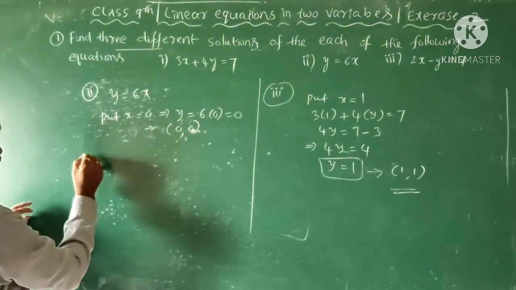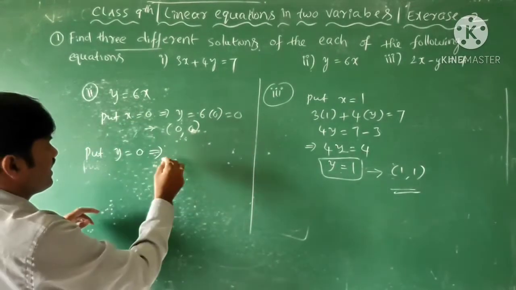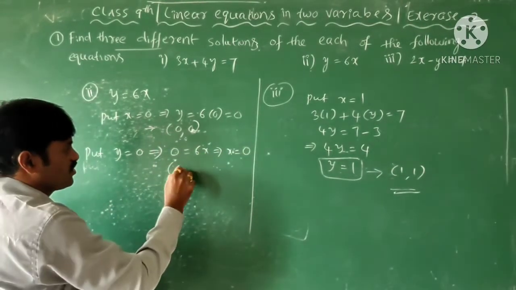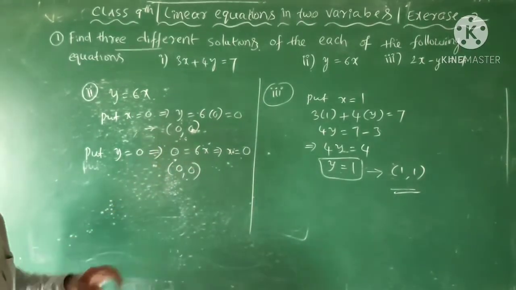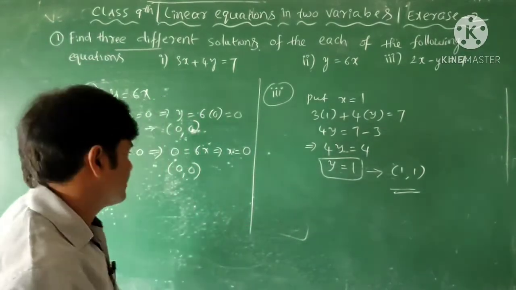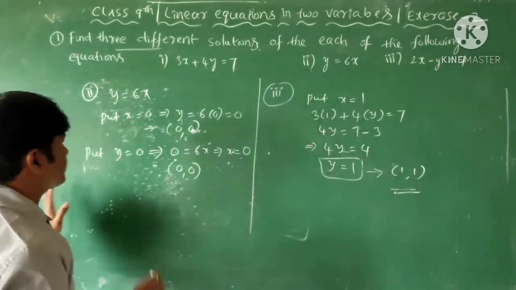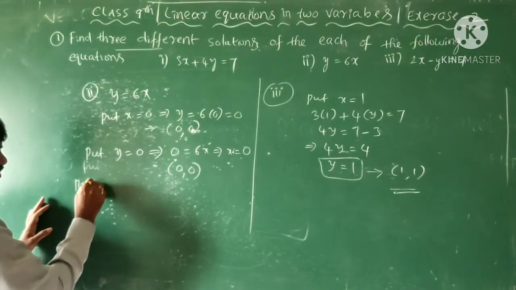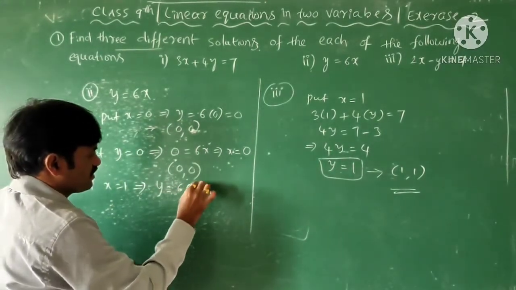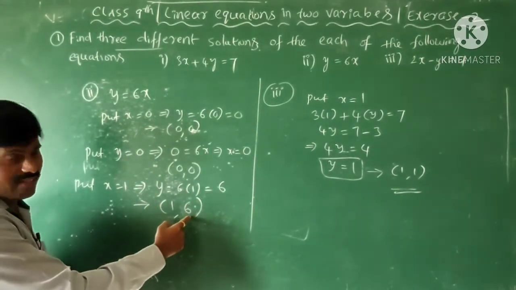Fine. Next, put y is equal to 0. Again we are getting the x value 0, is it? 0 by 6 is equal to 0. Same solution, but they asked us to find 3 different solutions. So you got only one solution here. We have to try to get 2 more solutions. So it is the same solution, so we don't consider 0 and 0 again. Already we got it. Now better take x value 1. Then y is equal to 6 into 1, that is equal to 6. Then its solution, x coordinate first, then y value: 1 comma 6.